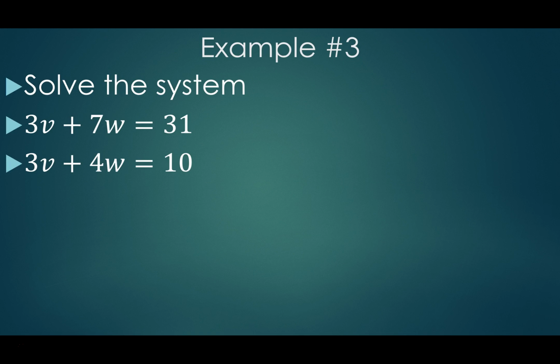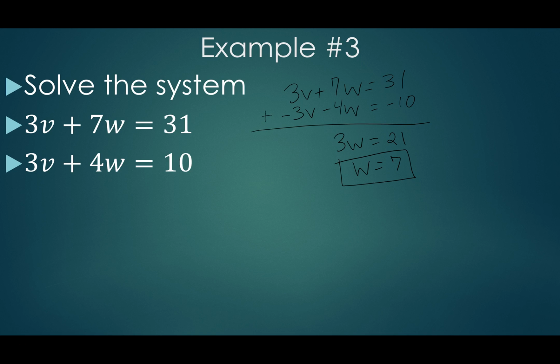So we have 3v plus 7w equals 31, 3v plus 4w equals 10. So what I'm going to do is simply rewrite the first equation, 3v plus 7w equals 31, and I'm going to multiply the bottom equation by negative 1. So it'll be negative 3v minus 4w equals negative 10. So when we add them together, the v's will cancel, and we get 3w equals 21, so therefore w is 7.